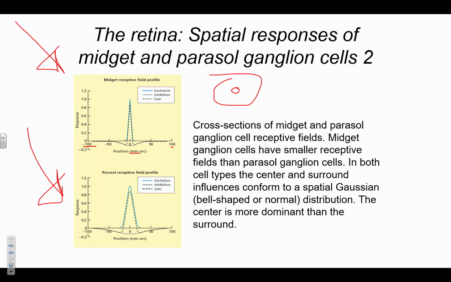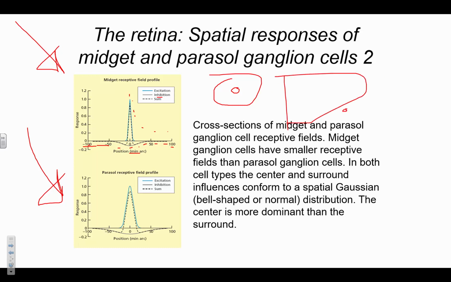If we're just looking at that center part, the excitable region, then we can plot that with this blue line. You'd say, oh, it gets really excited in the middle, and it falls off as we go out to the edges of that receptive field. Then if we look at the inhibitory surround, we can plot that, right?